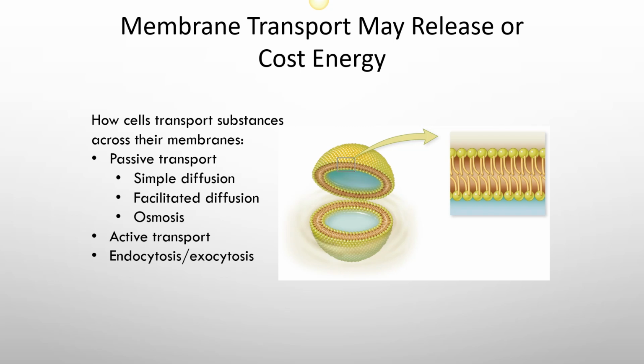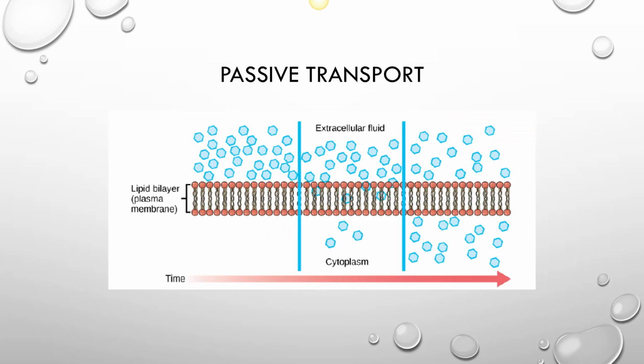Now we can have passive transport or active transport. Passive transport does not require energy, while active transport does require energy. And then we have endocytosis and exocytosis, which are examples of bulk transport. So we're going to go through some of these now.